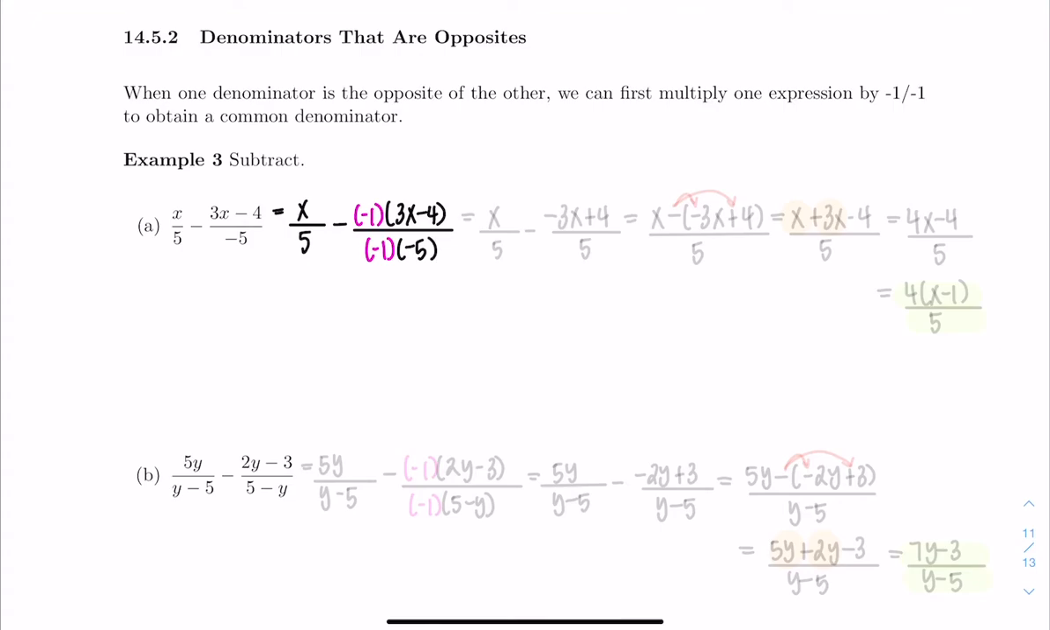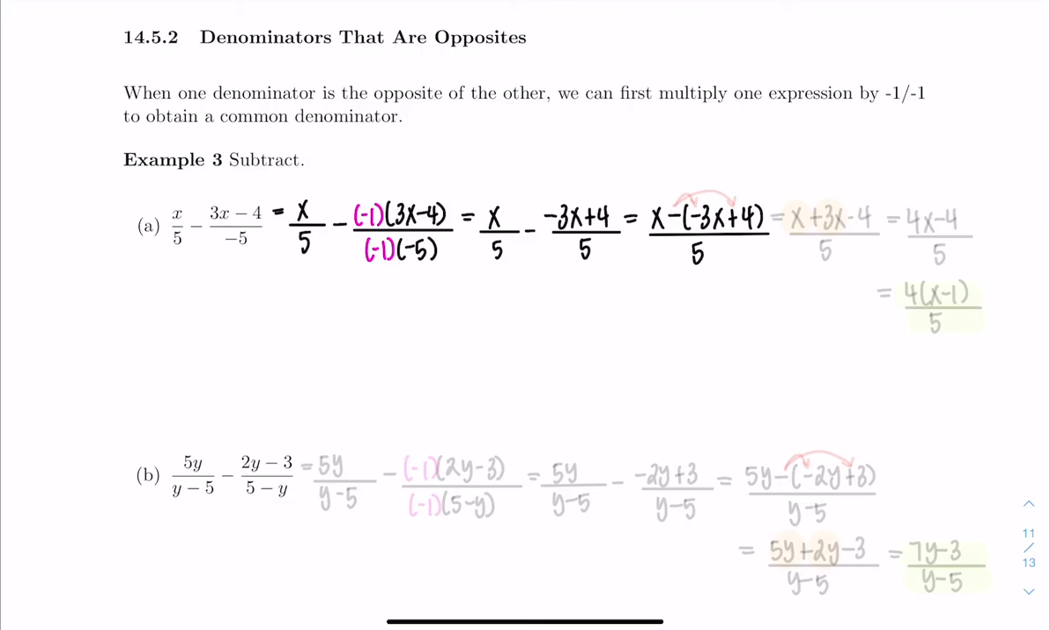And so rewriting, the first one's going to stay the same. And we're going to distribute the -1 on top. That's a -3x plus 4 all over 5. And so because I have the same denominator, I can combine the top. So that's x minus -3x plus 4 all over 5.